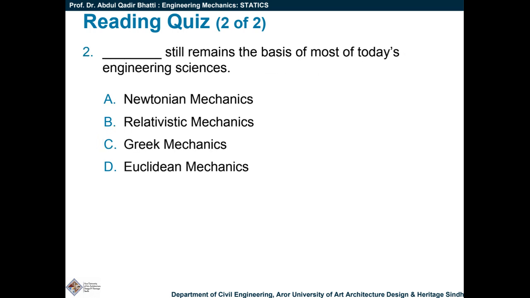The next fill in the blanks: this is the most of today's engineering sciences. Which one is the correct? A is Newtonian mechanics, and then B is relative mechanics, and so on. These are the branches of mechanics, but in civil engineering, engineering mechanics, we deal with A. So A is the correct answer here.